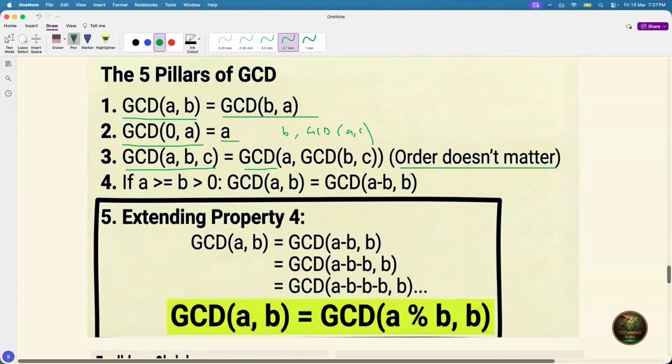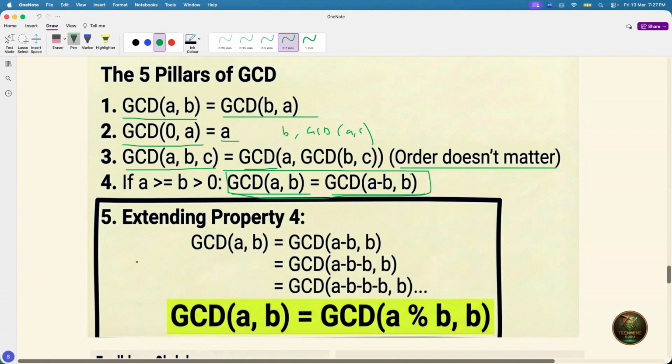So let's see one more interesting property of GCD. GCD of A comma B is equal to GCD of A minus B comma B. So how are we getting this? You can memorize this as well, but it is optional for you. We will see in the last how we are able to get GCD of A comma B as equal to GCD of A minus B comma B.